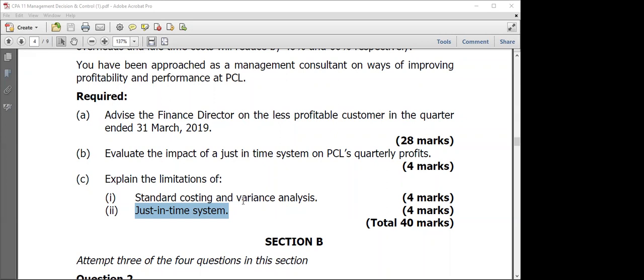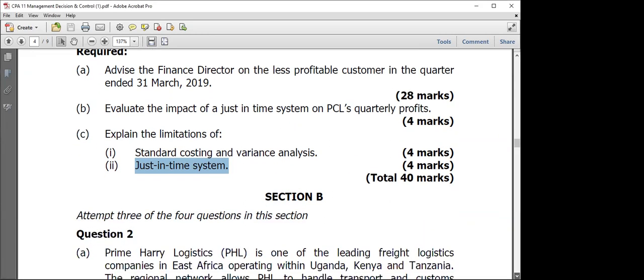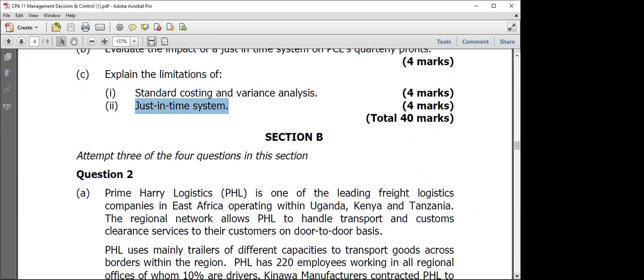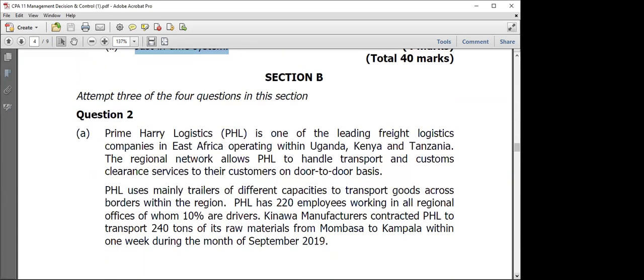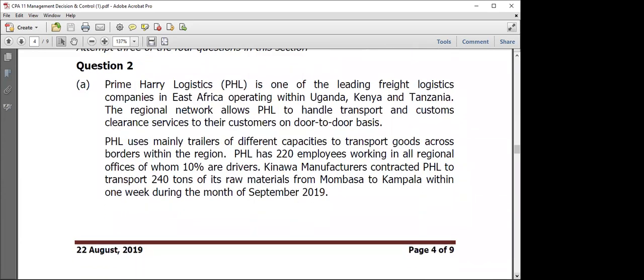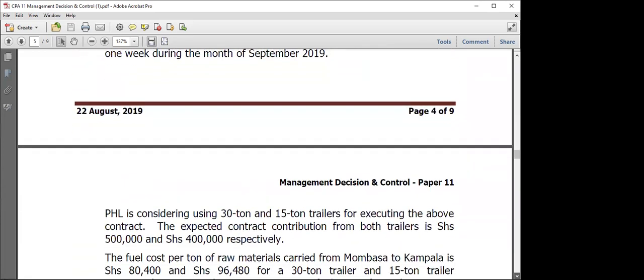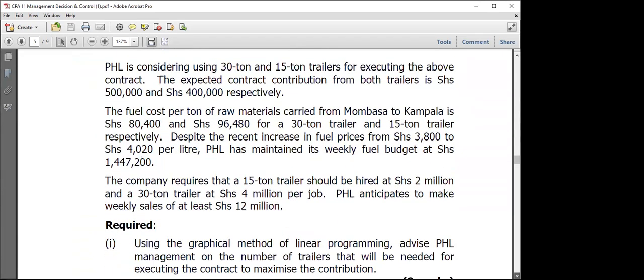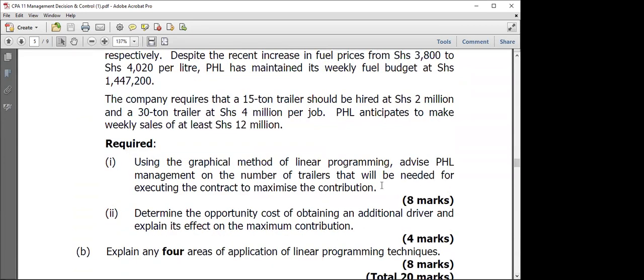So it is imperative for you to make sure that you extensively understand some of these concepts. So that is question one. And section B, as you can see, question two, this is PGL, but what some of the questions here. So they are bringing in the aspect of graphical method of linear programming.